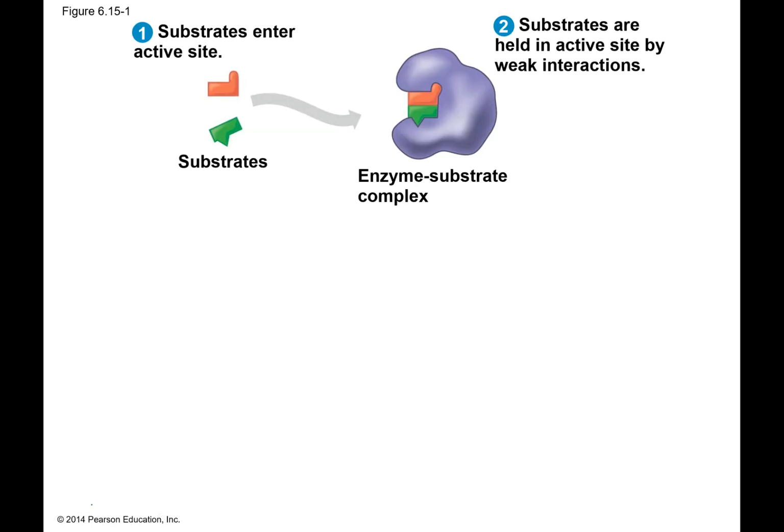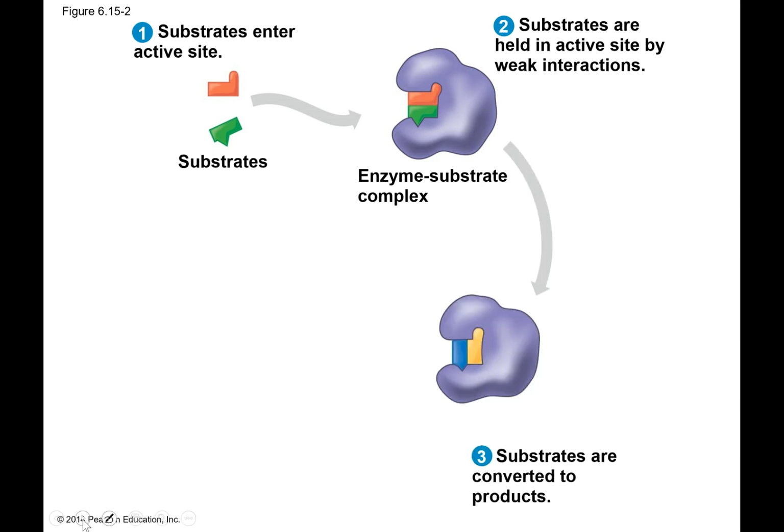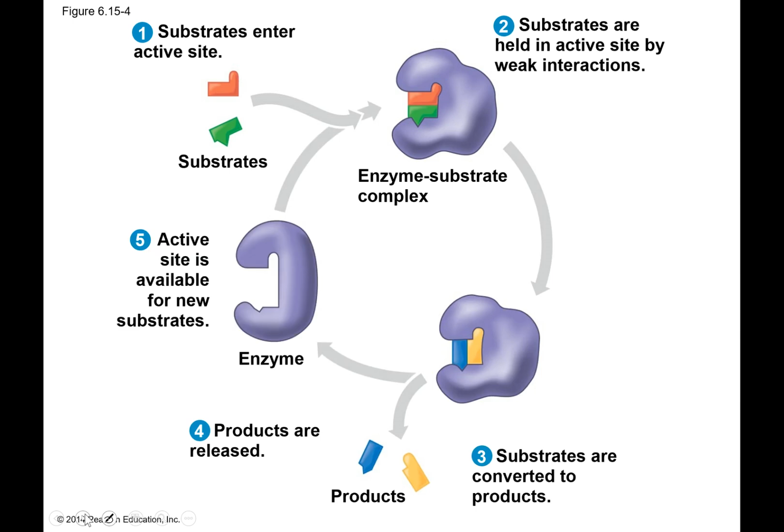Okay, so if we're looking at this picture here, the substrates enter the active site, the enzyme changes shape a little bit. That's that induced fit that we just talked about. Once the two come together, the substrate is held together by weak bonds, usually hydrogen bonds or ionic bonds, in the active site. The substrates are then converted to products. The products will be released from the enzyme, and then the active site is available to be used again.